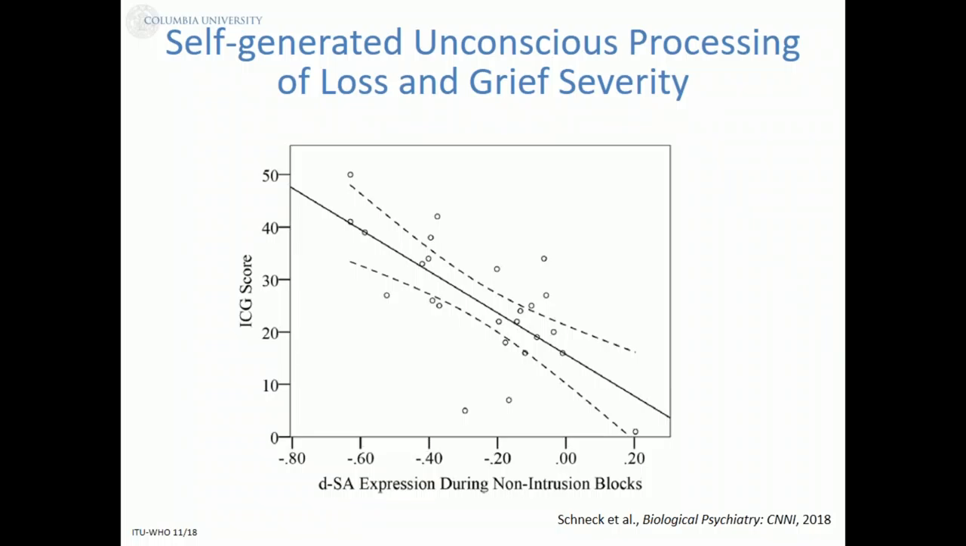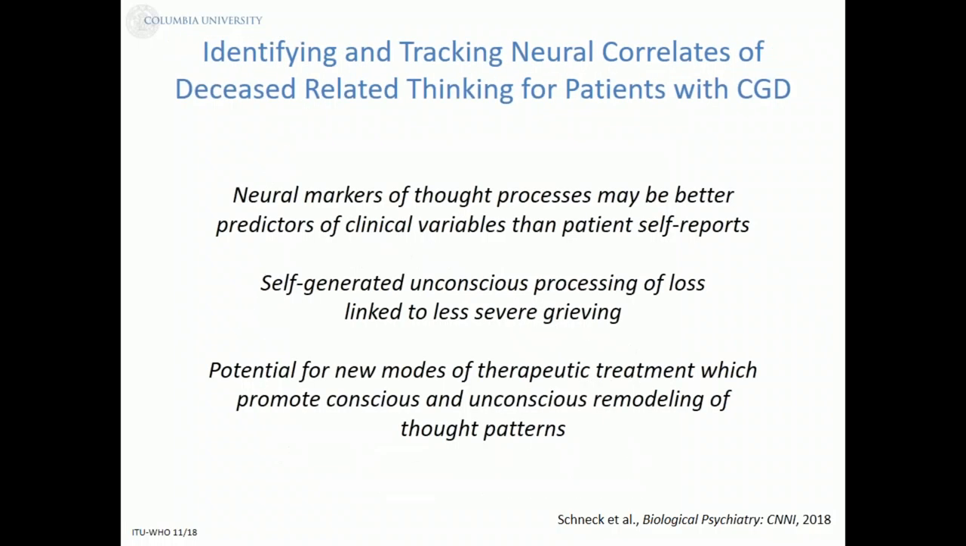And so here what we find is that there's this marker in their unconscious thought. So they can't report this directly, but this unconscious thought predicts extremely well this clinical score. So this starts to tell us a little bit about some markers that we might be able to identify and infer using machine learning applied to these very rich neuroimaging data sets across time that might be better predictors of clinical variables than their actual self-reports.